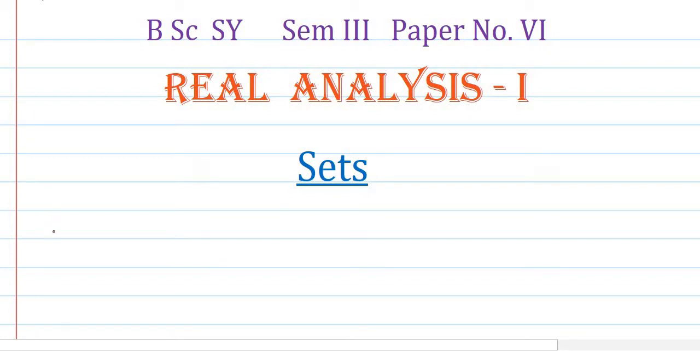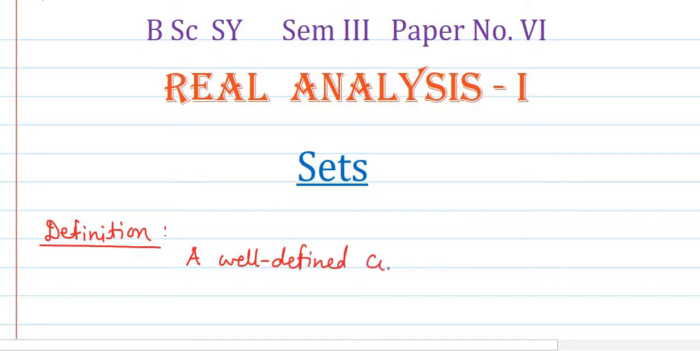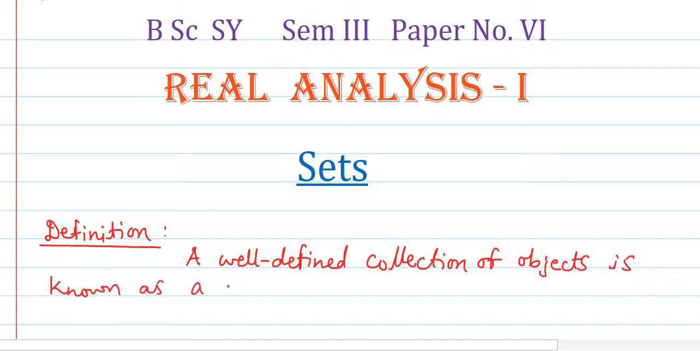Definition of a set: a well-defined collection of objects is known as a set. So, a well-defined collection of objects, we will call it a set.